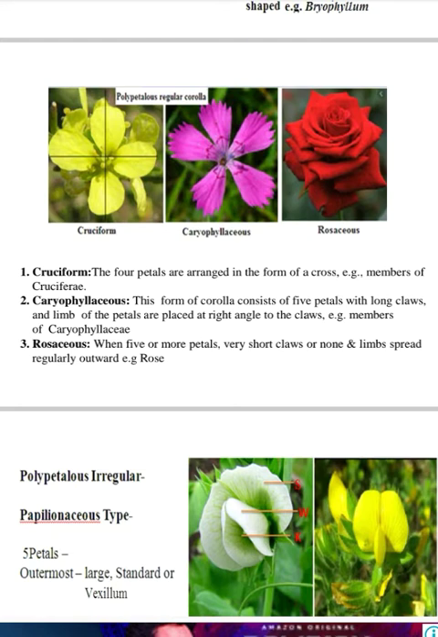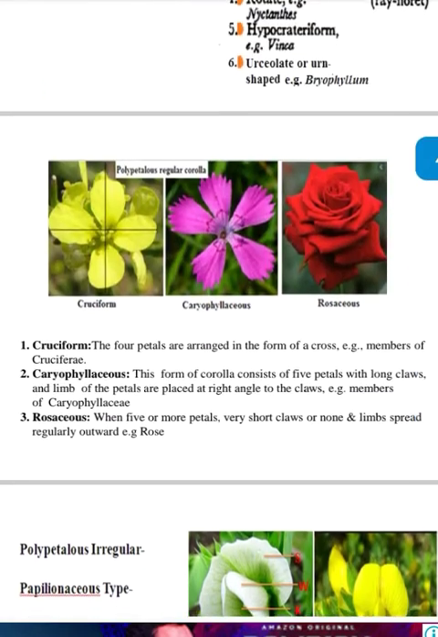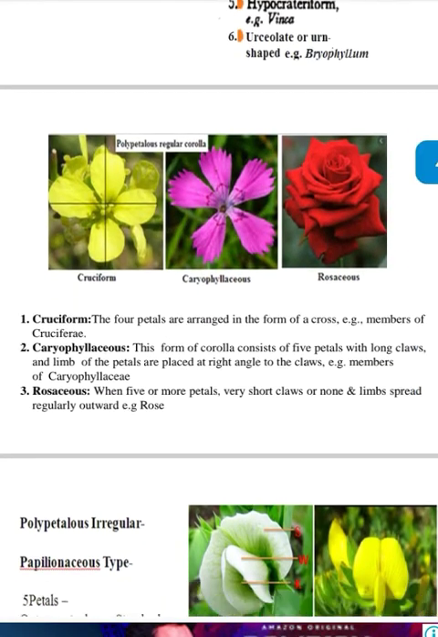Then in the rosaceous, 5 or more petals are there, with very short claws or none, that means the stalk of the petal is very small or sometimes absent, and the limbs, that is the expanded part of the petal, are spread regularly. Example, that is the rose. So these are the polypetalous regular types of corolla.